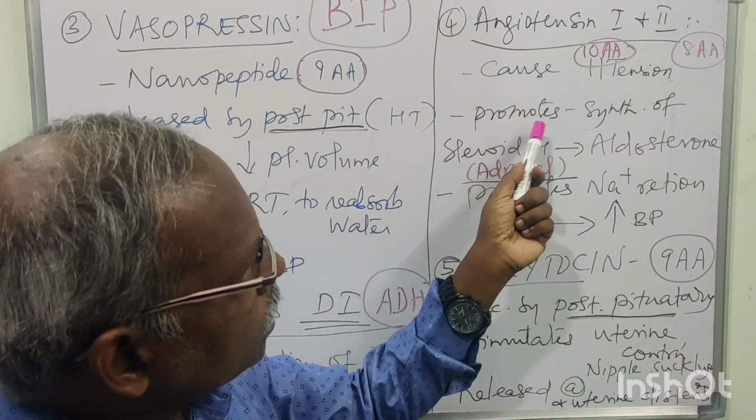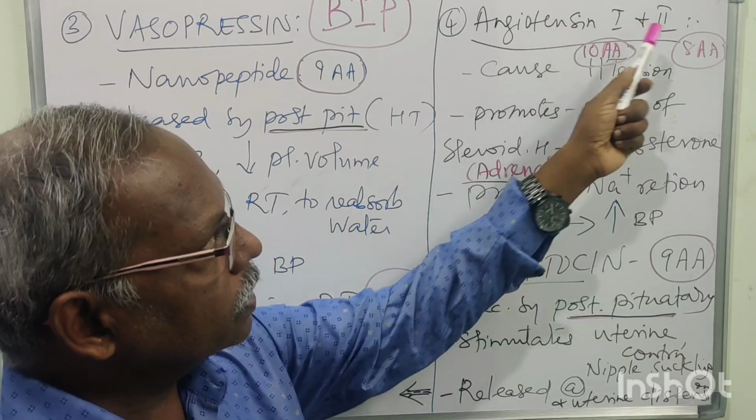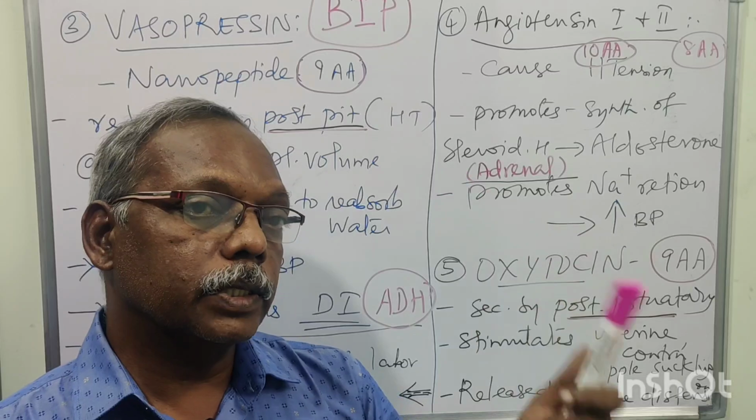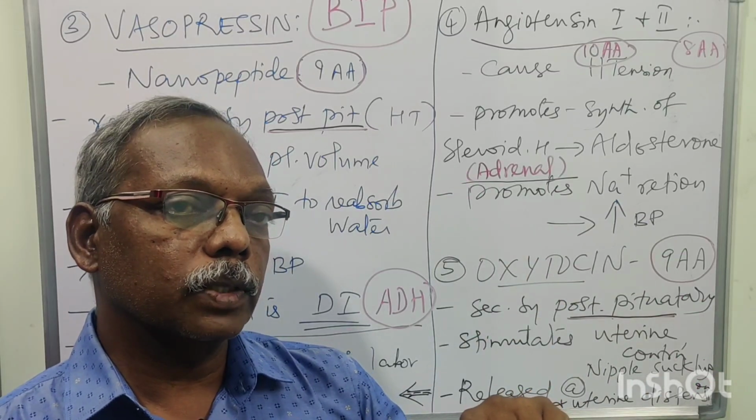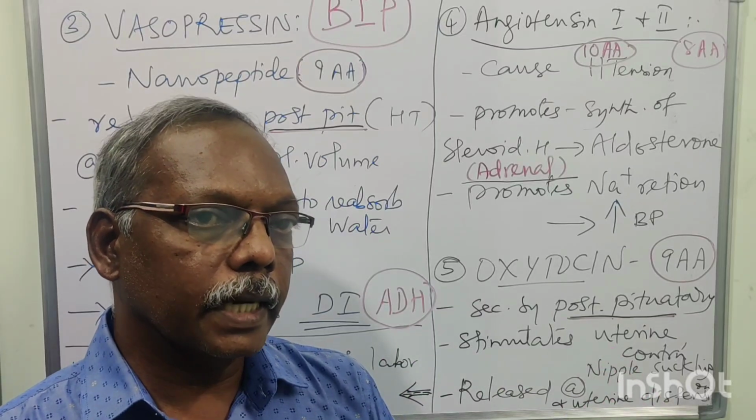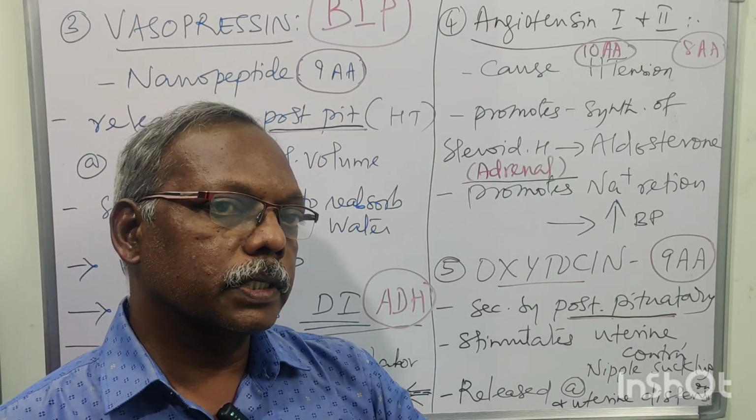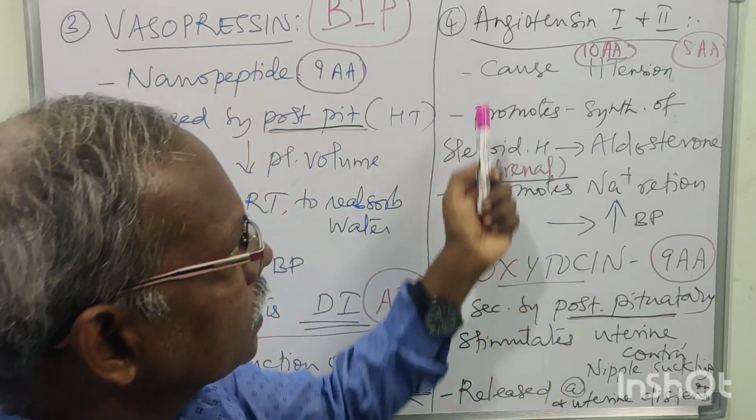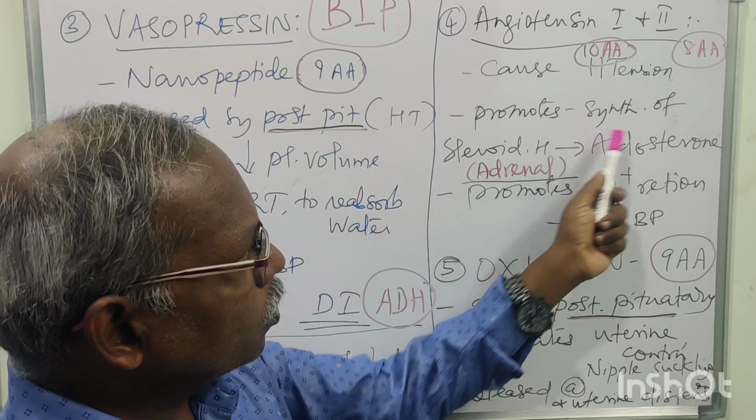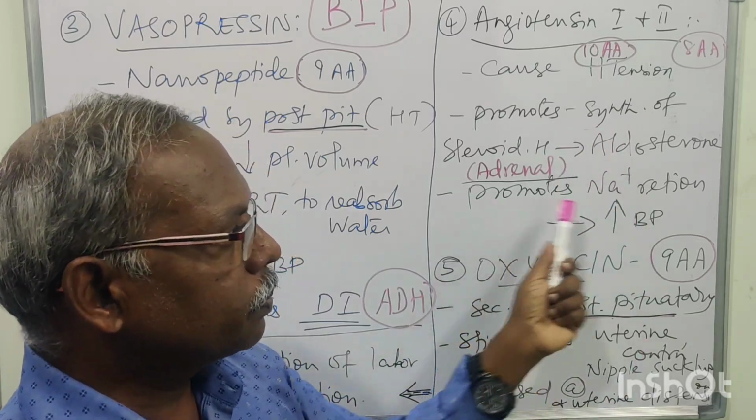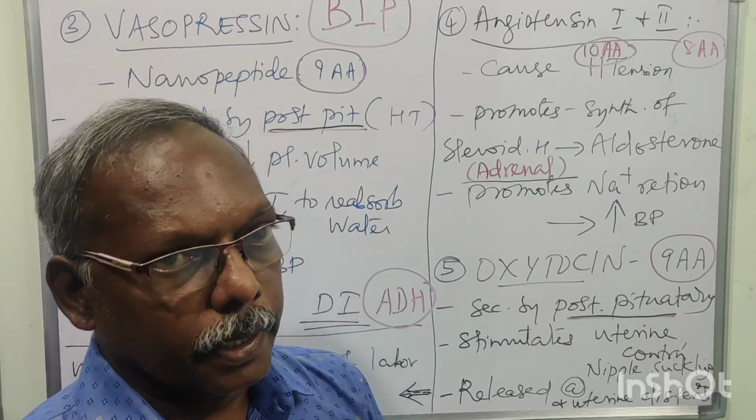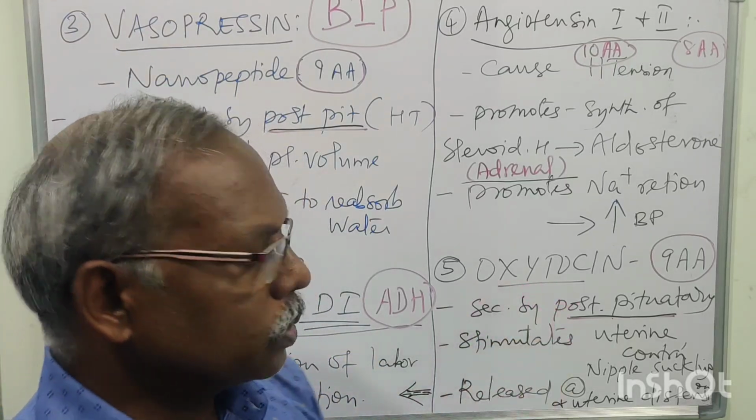Angiotensinogen comes from the liver. It is converted into angiotensin 1, which is inactive, and then converted into angiotensin 2, which is a very active compound. That is the biochemistry of angiotensin 1 and 2. Angiotensin promotes the synthesis of aldosterone, which promotes sodium retention, and then the blood pressure will be maintained. The next one is oxytocin.